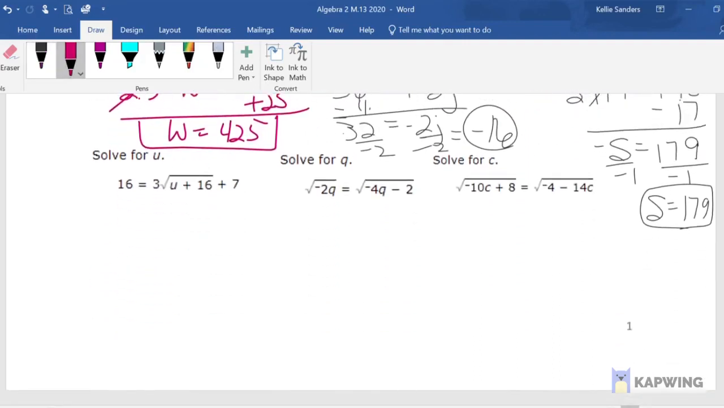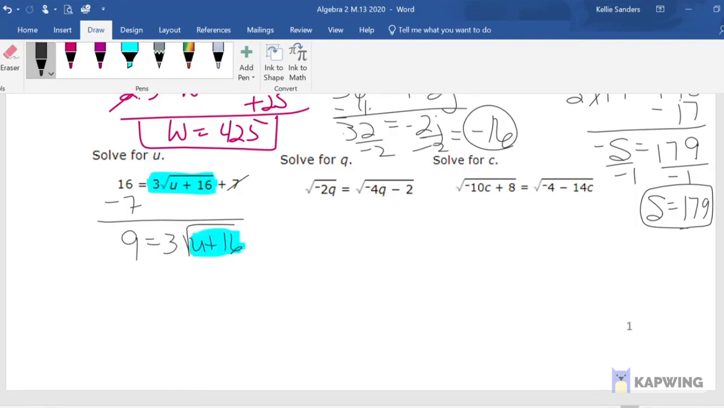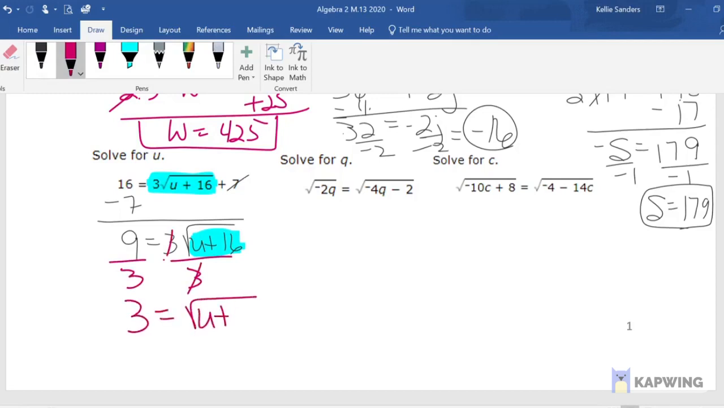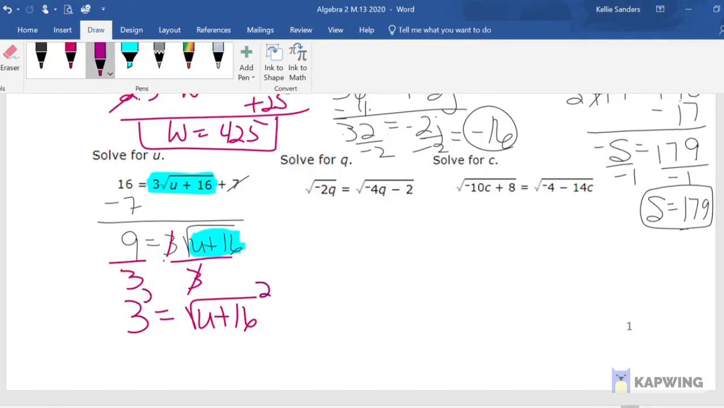Okay. There's a lot of stuff going on in this one. This is the term right here with U in it. So the first thing we're going to do is get rid of the 7. 9 is a whole lot better than 23 whenever I divide by 3. Square, square, and back at 9 again.